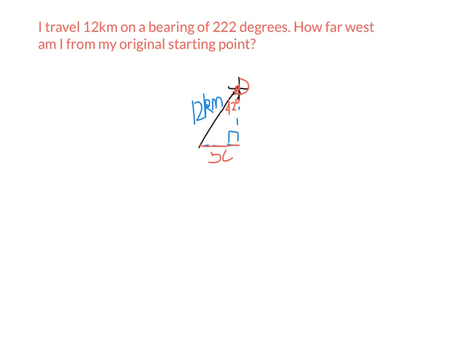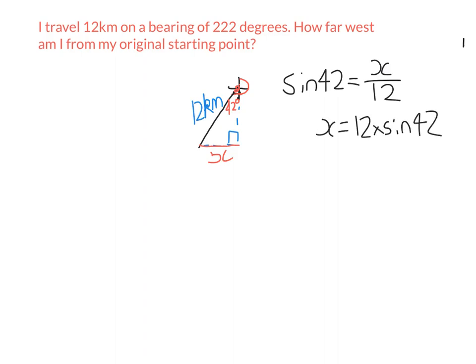So X is the opposite side. 12 is the hypotenuse. So, SOH, I use sine, because I have opposite and hypotenuse. So sine of angle equals opposite over hypotenuse. When the thing you want to find is on top, you times. So it'll be 12 times sine 42. Again, make sure your calculator's in degrees. Put that on my calculator, I get about 8.03. In this case, it's kilometers.